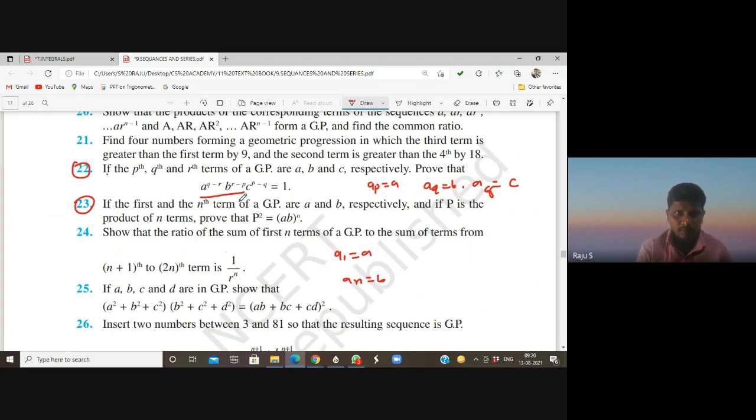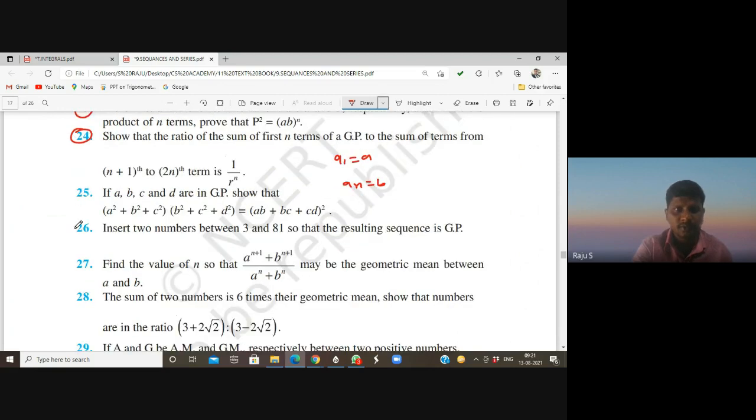Students, I'm going to give one or two questions as homework. You can do question number 24; 24 is homework. And 26th is homework. I'm going to explain the 25th because it is also easy, not at all difficult, but lengthy.